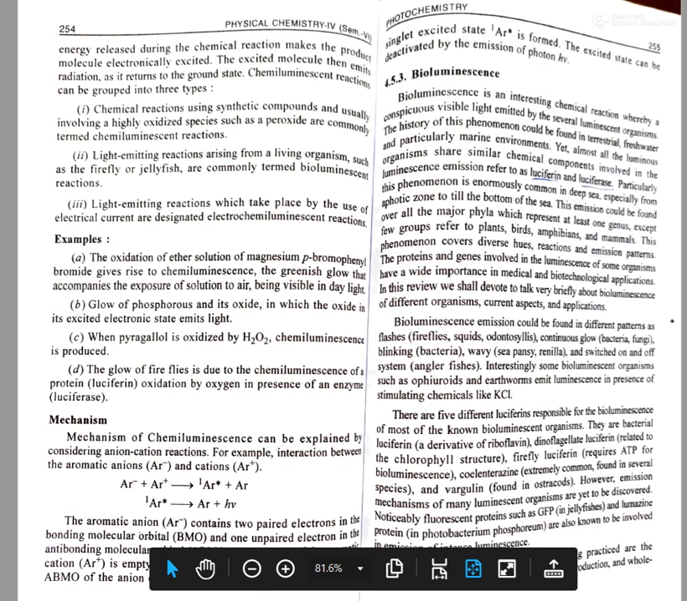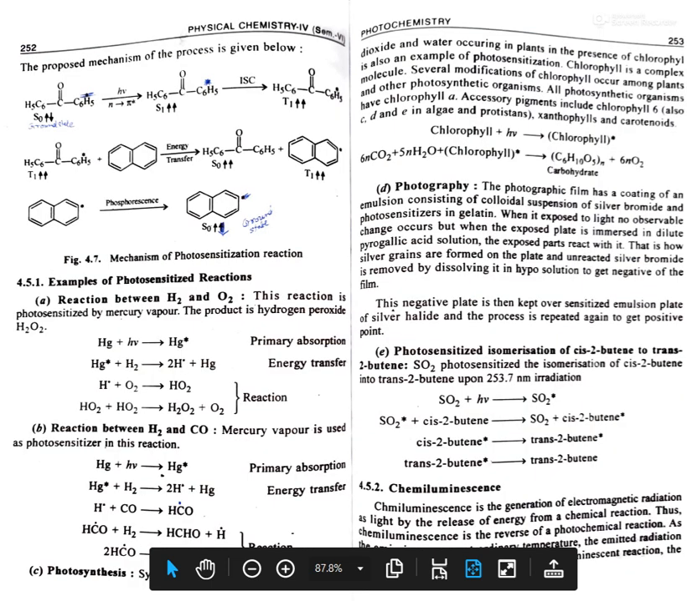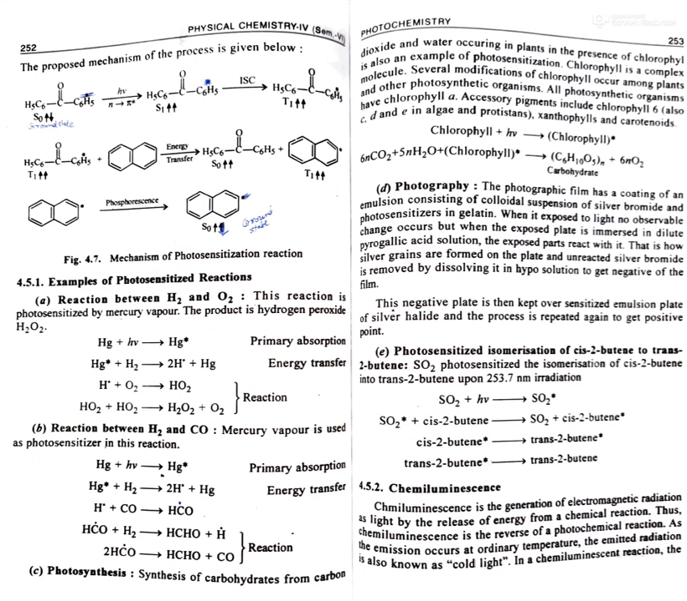Then you have chemiluminescence. Chemiluminescence is actually the generation of electromagnetic radiation as light by the release of energy from a chemical reaction. So because of a chemical reaction, luminescence is produced, that is chemiluminescence. It is actually the reverse of a photochemical reaction. In a photochemical reaction, a photon is absorbed, and with the energy of this photon, a chemical reaction is facilitated. Whereas in a chemiluminescence process, the chemical reaction first occurs, and as a result photons are produced. So electromagnetic energy is released.